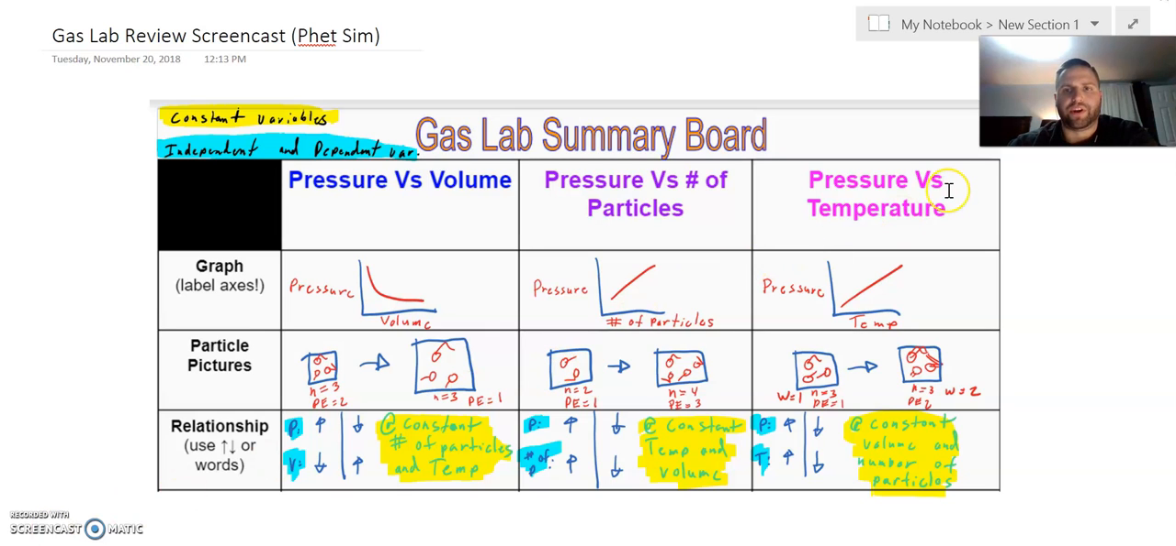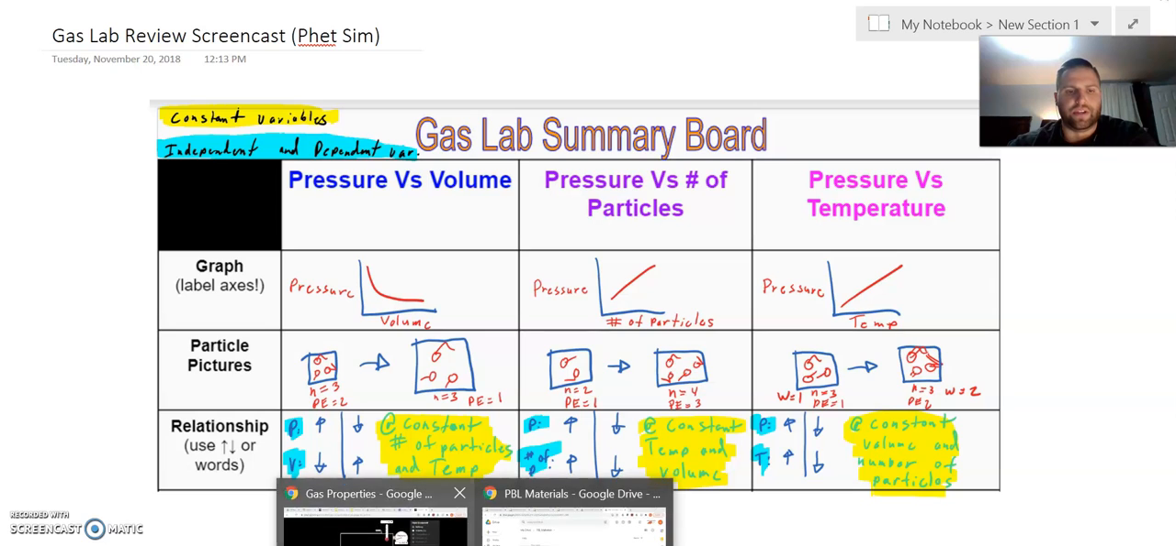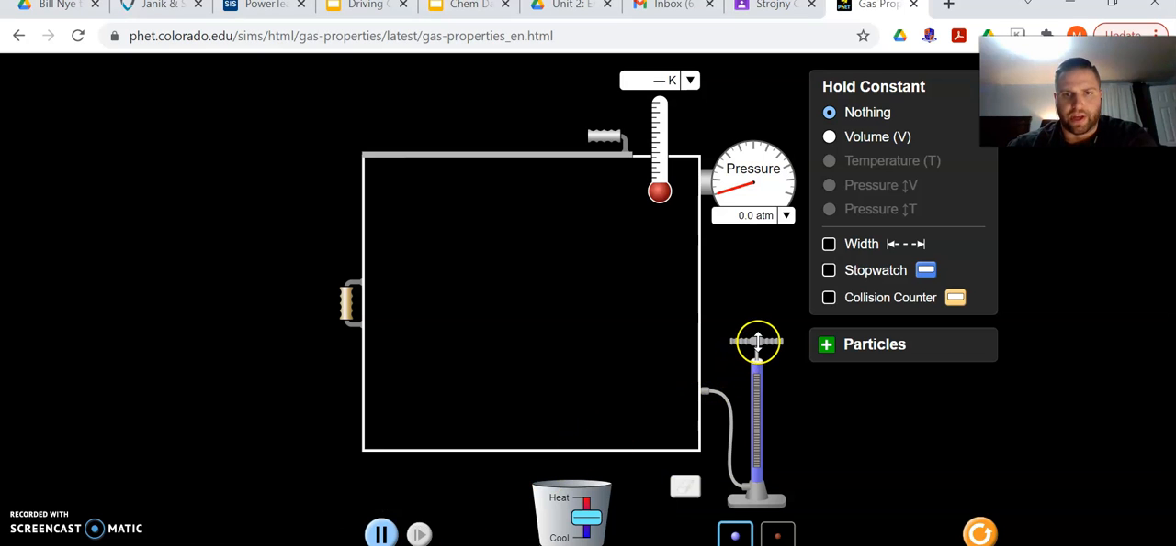Let's go ahead and talk about pressure versus temperature. The two constants of this experiment were volume and number of particles. What we did was we changed the temp, which in turn changed the pressure. The graph that came of this was a direct relationship. It was a nice straight line. And what we can do now is go ahead and set this up in the simulator to see this live.